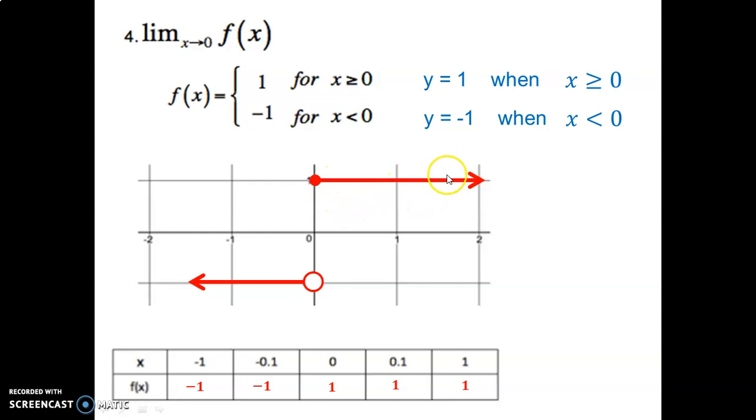So what this tells us is as we're approaching 0 from the right side, the y value seems to be 1. As we're approaching 0 from the left side, the y value is -1. They are not converging on one single value. Therefore, this function does not have a limit. So we say it's divergent and the limit does not exist. All right, remember that you have to approach the same value from both sides in order for a function to have a limit.